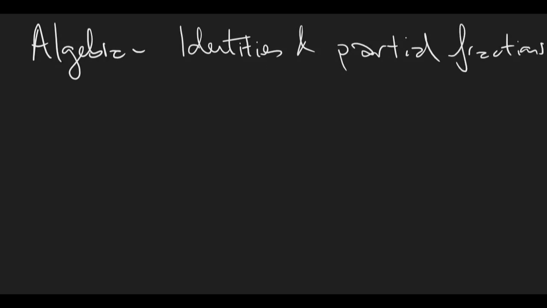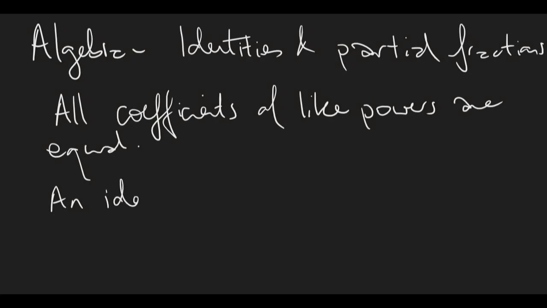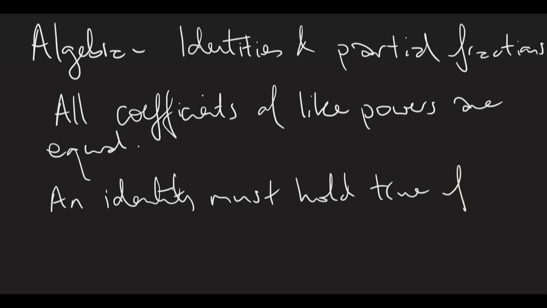So in an identity, all coefficients of like powers are equal. And an identity must hold true for all values of x. So let's have a look at this in practice.